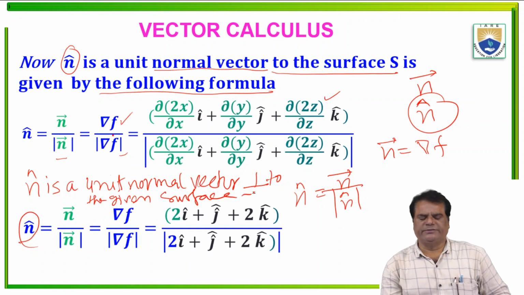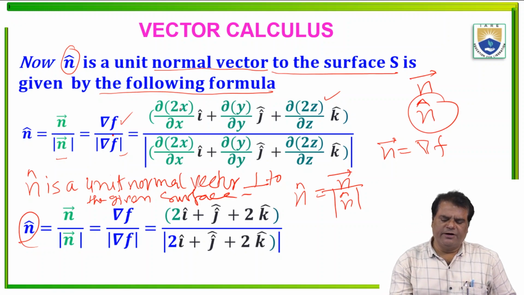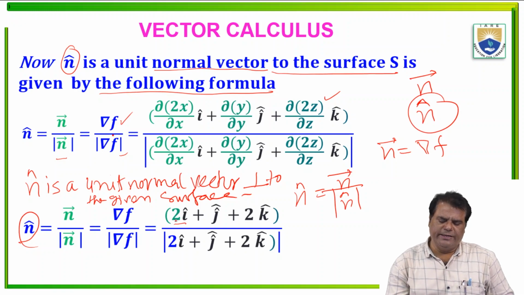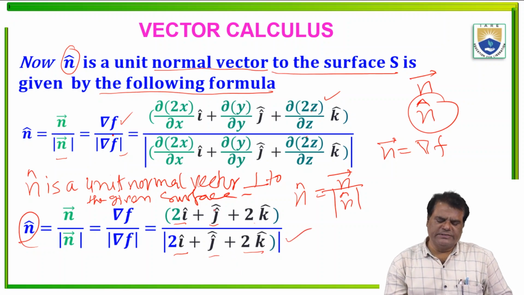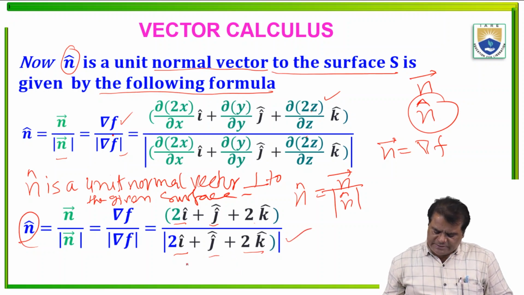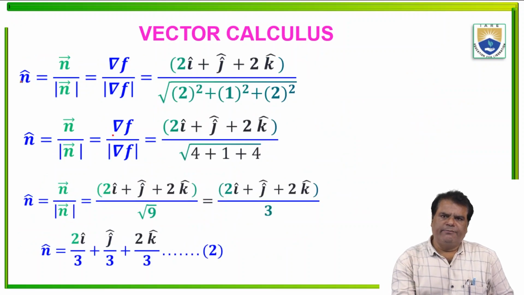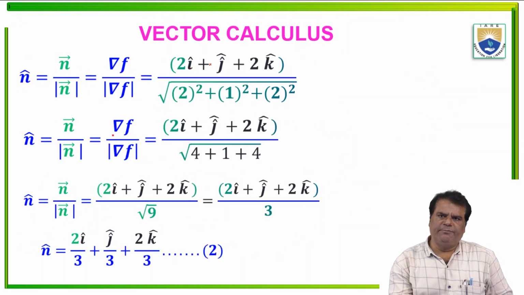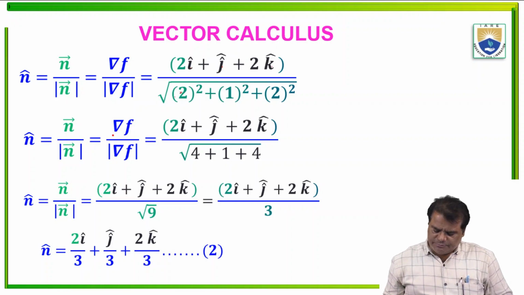To the given surface. So now differentiating 2x with respect to x gives 2i, y with respect to y is 1j, and 2z with respect to z is 2k. Similarly in the numerator 2i plus j plus 2k. Now this is the modulus of this vector. So the next term, n cap vector, is 2i plus j plus 2k upon the modulus of this vector.